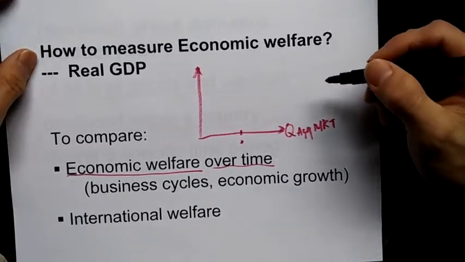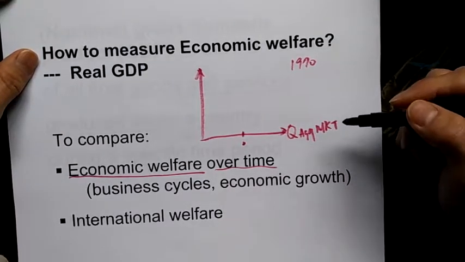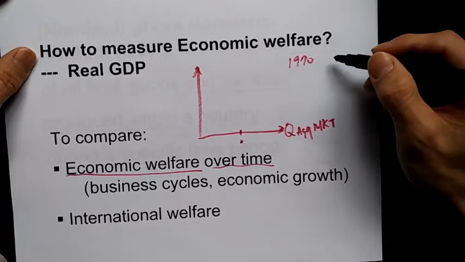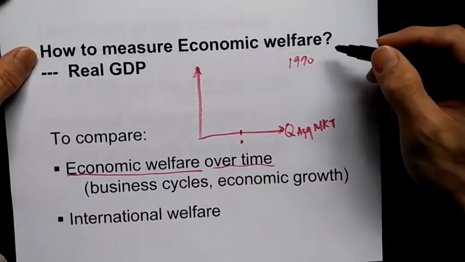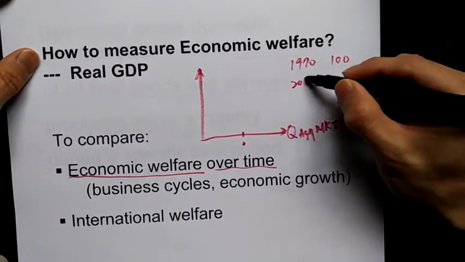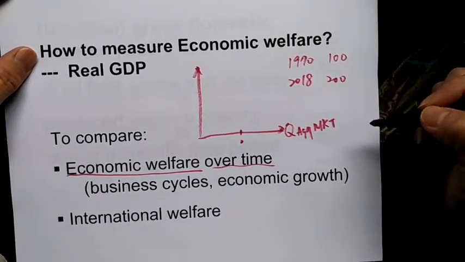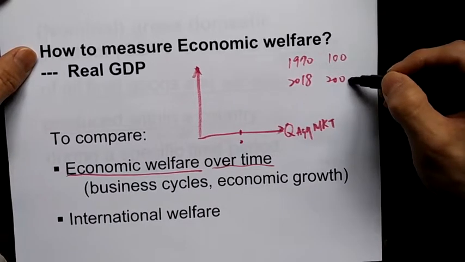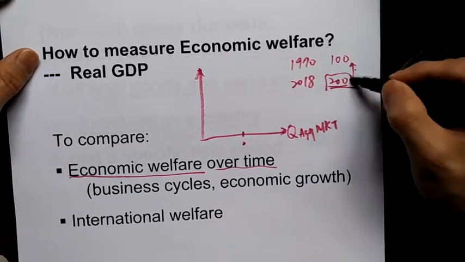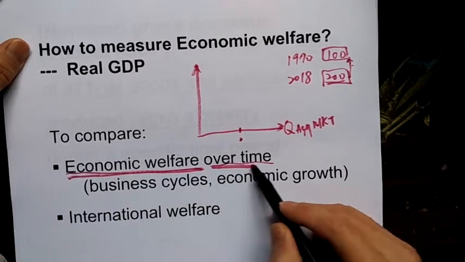Say, for example, in 1970, the real GDP, the number for your grandma, is 100. And now in 2018, your number is 200. Then we can say you lead a better life than your grandma because this number is bigger than this number. So we can compare the economic welfare over time.